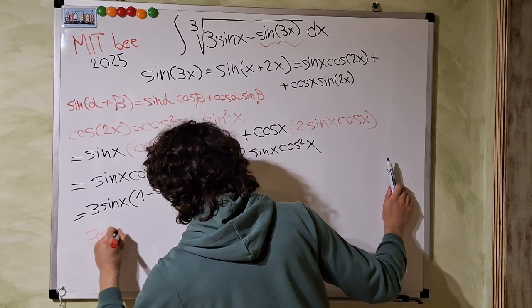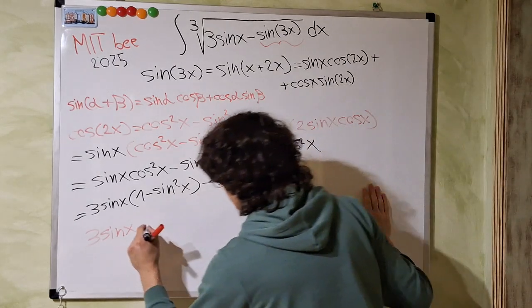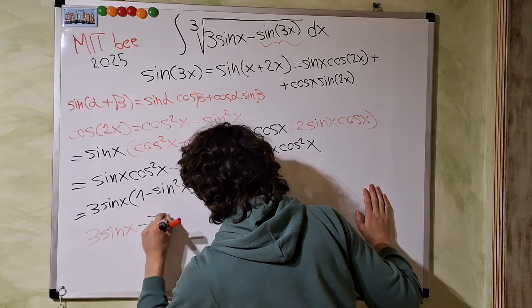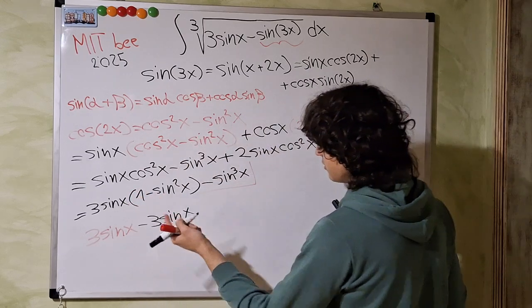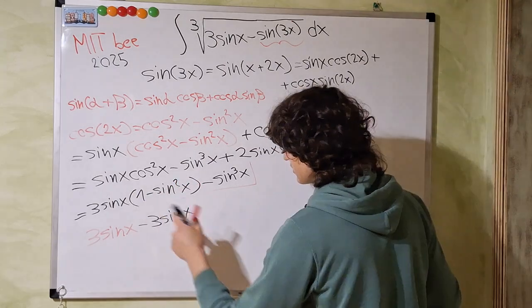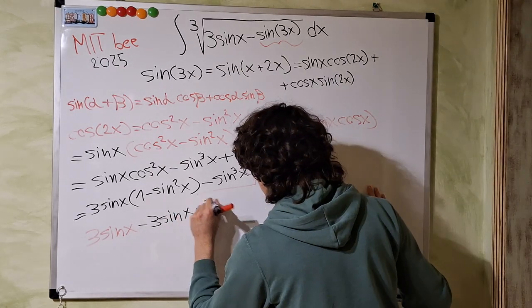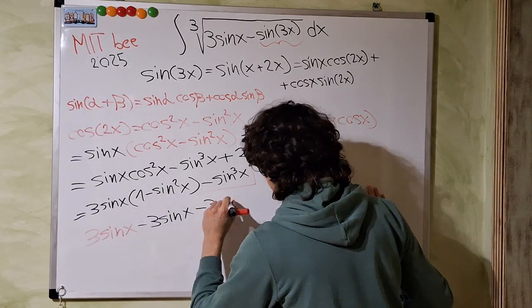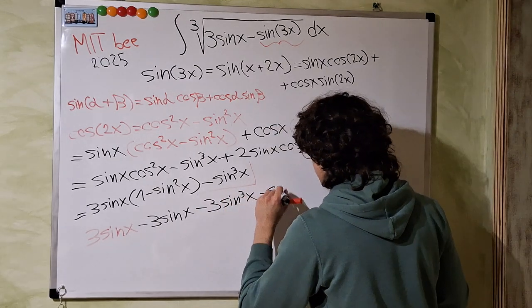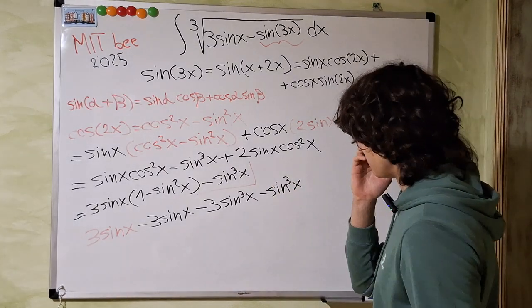3 sine of x is the first term minus all of this. And don't forget the minus sign. So minus 3 sine x times 1. So it remains the same. Minus sine squared of x times 3 sine of x. So minus 3 sine squared times sine is sine to the third power x minus sine cubed of x to the third power.